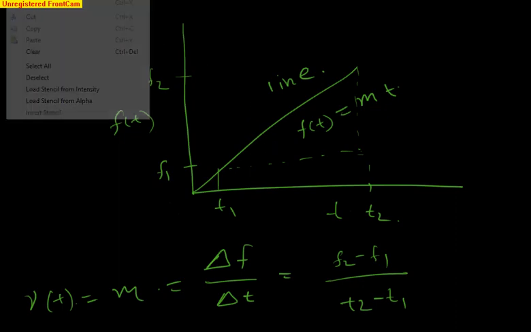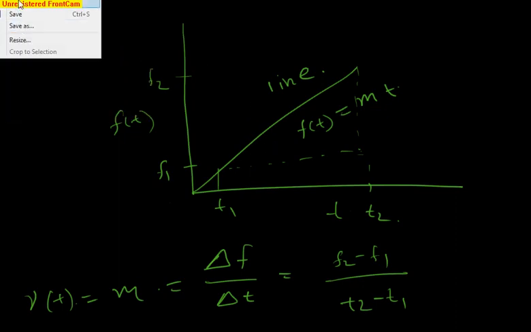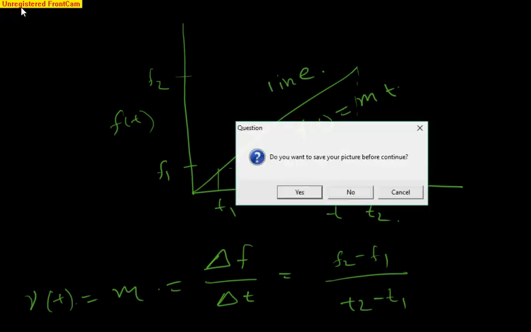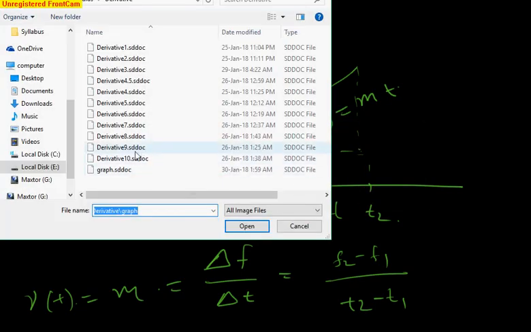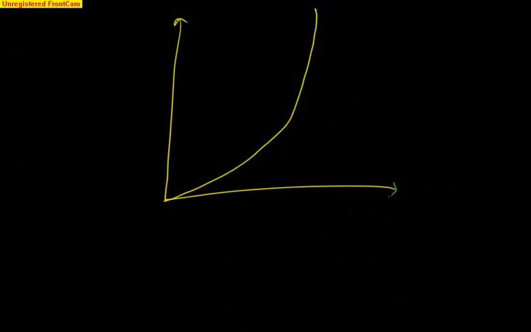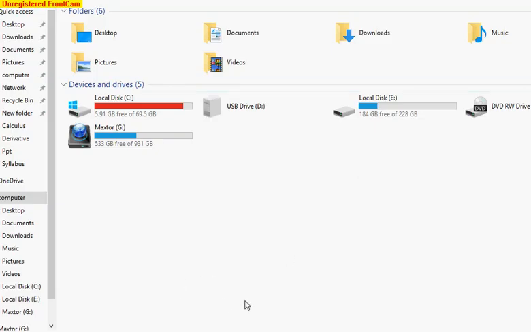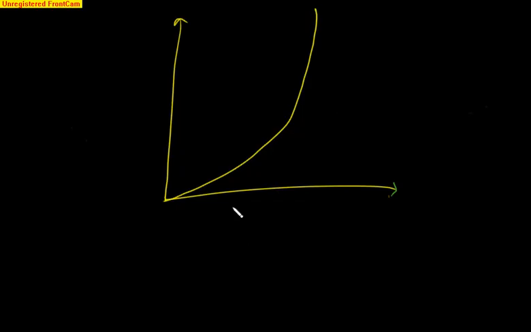But in case of a curve, just a second, I will clear this file. Now the situation is changed. This is a curve, not a straight line. And if I ask you to find out the slope, suppose at this point, at point t, what will you do?